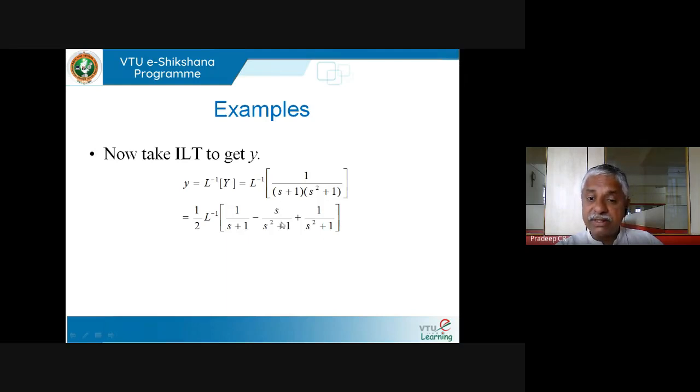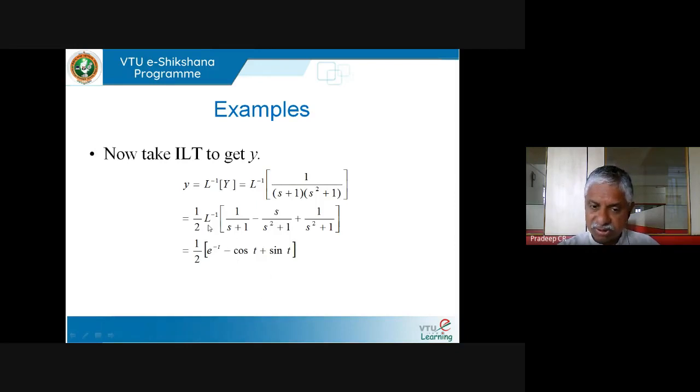But for each of these terms, it's very easy to find the inverse Laplace. What is the inverse Laplace of 1 by s plus 1? Correct, e power minus t. What is the inverse Laplace of s by s square plus 1? Cos t, correct. And this is sin t. So I write down all these things. Since I know how to find inverse Laplace, this small y is equal to half of e power minus t minus cos t plus sin t. I get this by taking inverse Laplace.